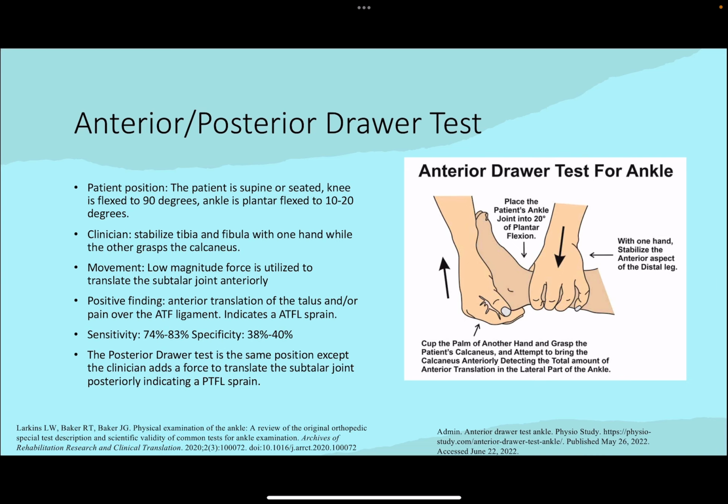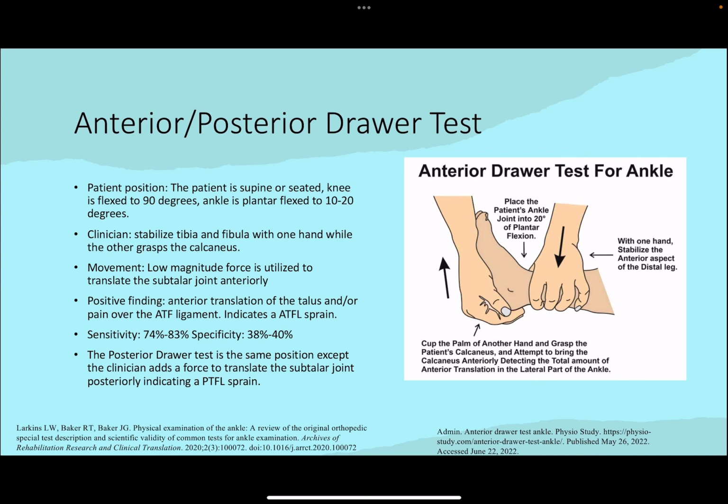So first, the anterior and posterior drawer test. The patient is going to be supine or seated. The knee is flexed to 90 degrees. Typically, you want the feet hanging off the edge of the table. The ankle is plantar flexed to 10 to 15 degrees. The clinician will stabilize the tibia and fibula with one hand while the other one grasps the calcaneus. You'll see this picture right over here. And then a low magnitude force is utilized to translate the subtalar joint anteriorly. That's the anterior drawer test.